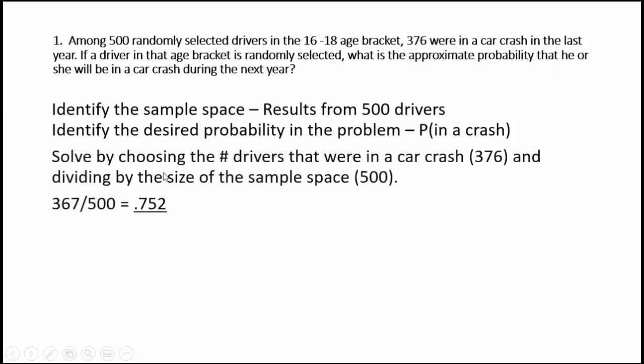The way we solve that is by choosing the number of drivers that were in a car crash, which we see is 376, and divide that by the total of the sample space, which we know is 500 scores. So if we take 376 and divide that by 500, we get 0.752, and that is our answer. So there's a 75.2% chance that we choose someone that will be in a car crash in the next year.